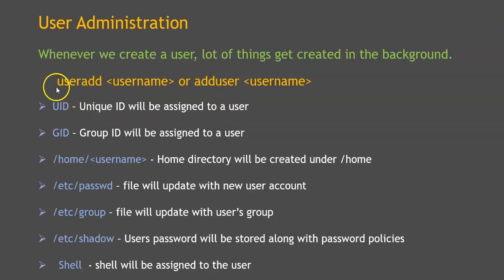If it is a Red Hat Linux or CentOS, then better go with the useradd command to create a user account. Whenever we create a user, we just execute a command called useradd and the username, and the user will be created. But in the back end a lot of things will happen. Whenever we create a user, one unique ID will be assigned, which is called a UID. And for the same user, one group ID will be assigned. Along with that, the home directory gets created under /home.